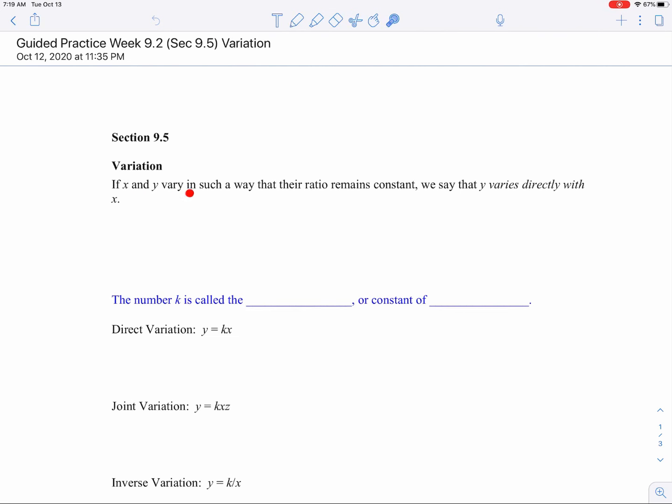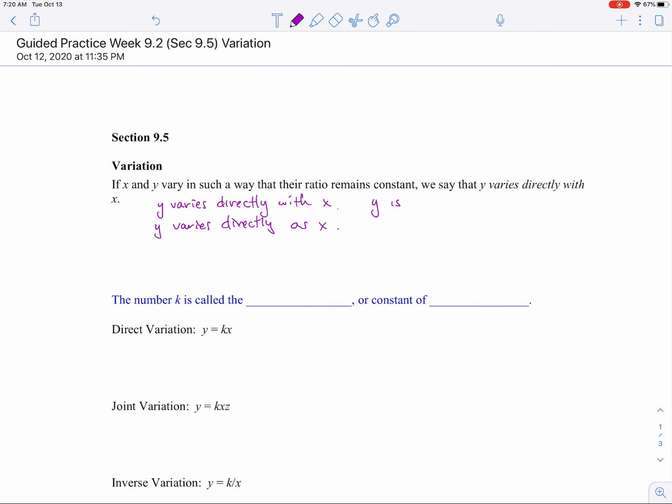If x and y vary in such a way that their ratio remains constant, we say that y varies directly with x. There's a bunch of different ways that you can say this, and in order to get good in this section, you want to be able to rearrange the wording of these problems until you feel comfortable with it. So saying things like y varies directly with x, you'll sometimes see as y varies directly as x. There's not a whole lot of difference there.